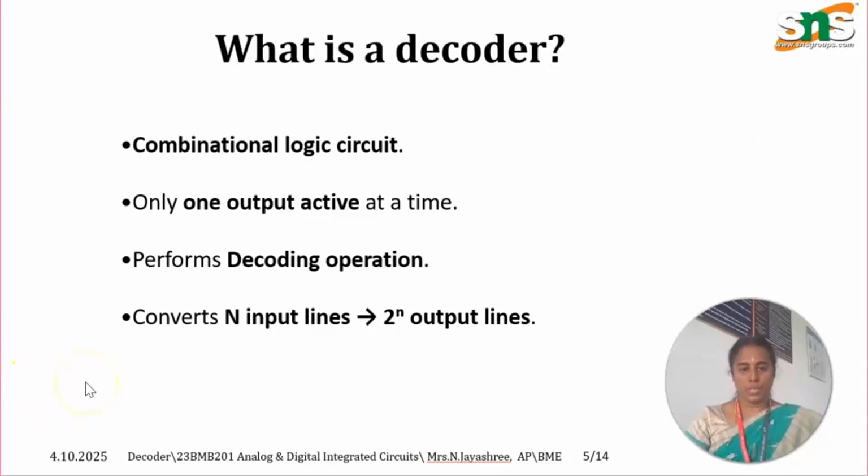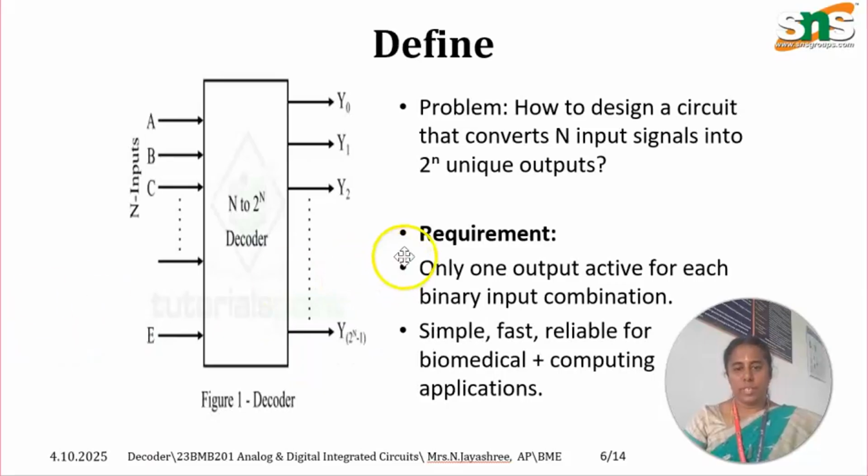It is a combinational logic circuit where only one output is activated at a time. For example, if you are listening to FM, multiple channels are coming, but at a time we can hear only one channel. Similarly here, many inputs are coming, and we can convert them into 2 power n output lines. This performs the decoding operation. This is the block diagram of the decoder. It can convert n inputs into 2 power n unique outputs.